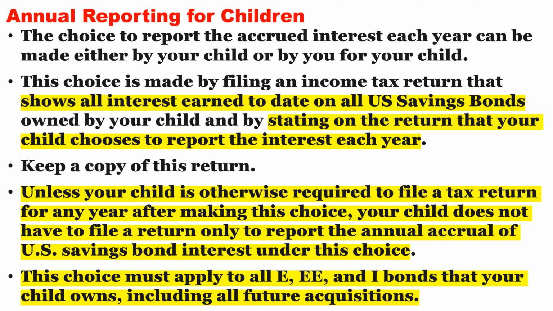The choice to report the accrued interest each year can be made either by your child or by you for your child. This choice is made by filing an income tax return that shows all interest earned to date on all U.S. savings bonds owned by your child, and by stating on the return that your child chooses to report the interest each year. Keep a copy of this return. Unless your child is otherwise required to file a tax return for any year after making this choice, your child does not have to file a return only to report the interest. This choice must apply to all savings bonds your child owns, including all future acquisitions.